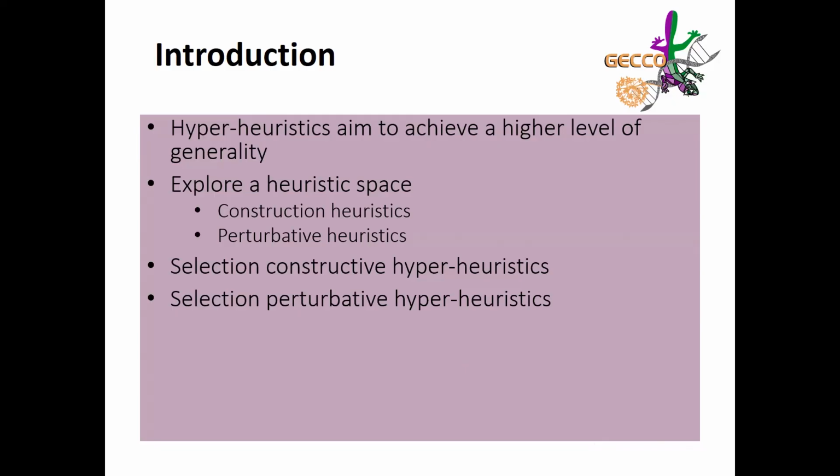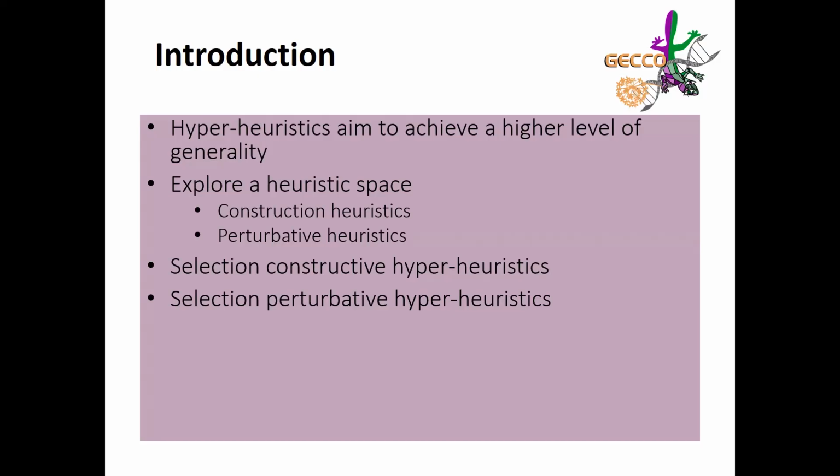Selection perturbative hyperheuristics will do the same thing, but instead of selecting construction heuristics, they select perturbative heuristics. If you look at your routing problem, you've got an initial point that was a route you created either randomly or using something like nearest neighbor. You then want to move to other parts of the search space that actually get you closer to the optimum that you want to go to.